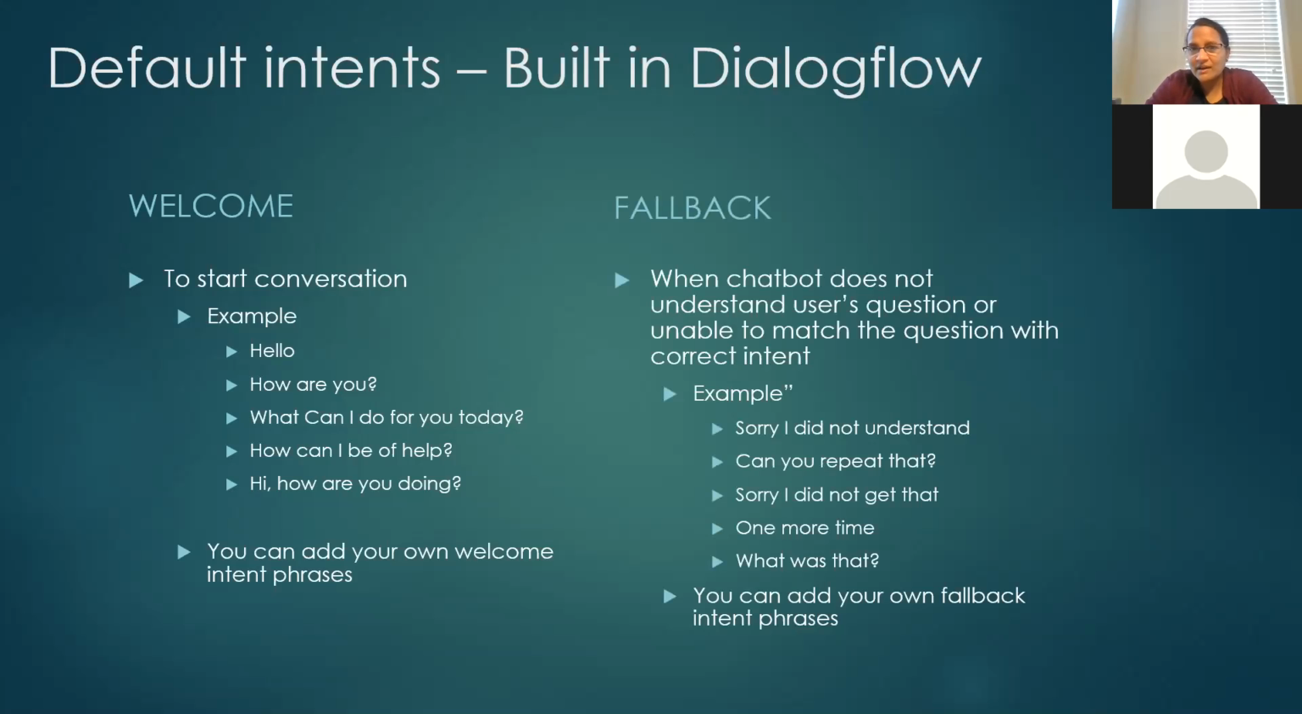Then there are the fallback intents. Suppose your chatbot didn't get what the user is asking because you have not trained your chatbot for that particular question. In situations where your chatbot is not able to match the intent with already existing intents, or it's unable to understand the user's question, then it's going to give the default answers. The default answers can be, sorry, I did not understand. Can you repeat that one more time? What was that? Sorry, I didn't get that. And again, if you want to personalize it, you can always add your own fallback intents.